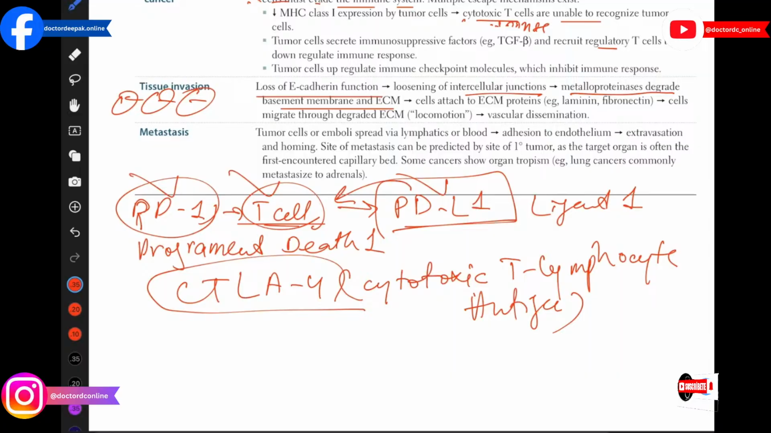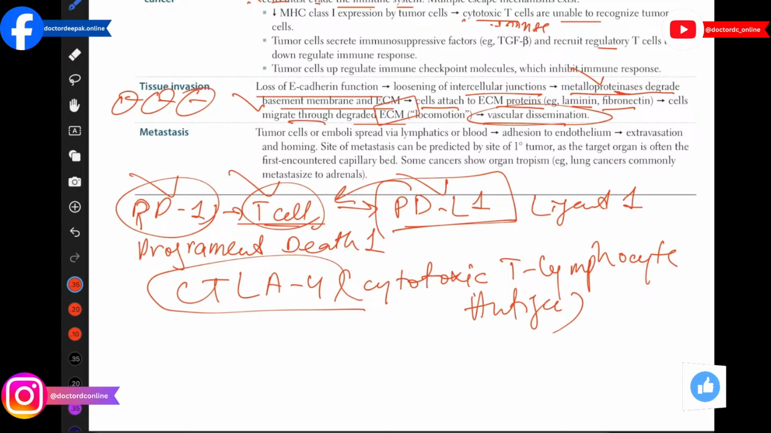And due to this, metalloproteinase enzymes also act, like collagenase and hydrolases. All these enzymes act on the basement membrane and disrupt it, so that cells attach to ECM proteins like laminin and fibronectin, and cells migrate through the degraded ECM and then undergo vascular dissemination. Okay. And don't forget the ECM proteins. The ECM proteins include collagen, elastin, fibronectin, laminin, proteoglycans, and others like osteopontin and fibrinogen.